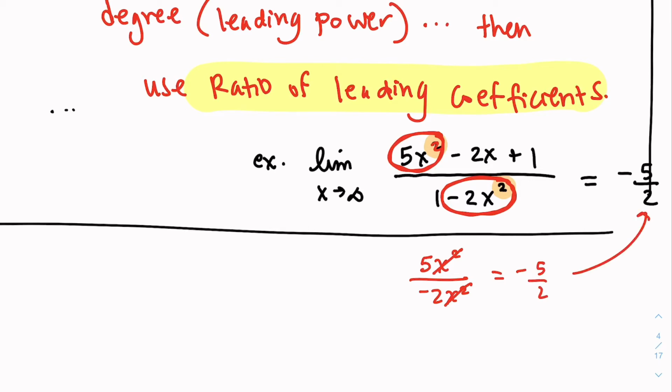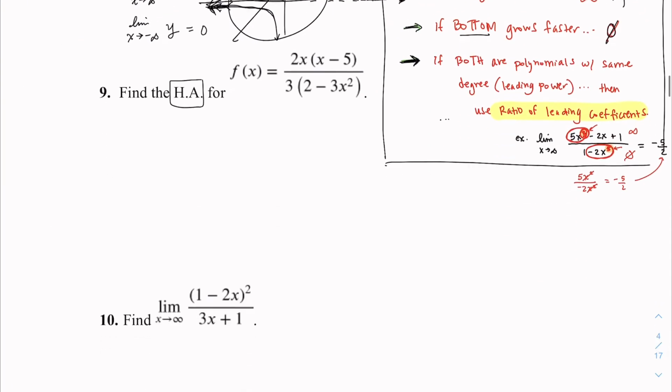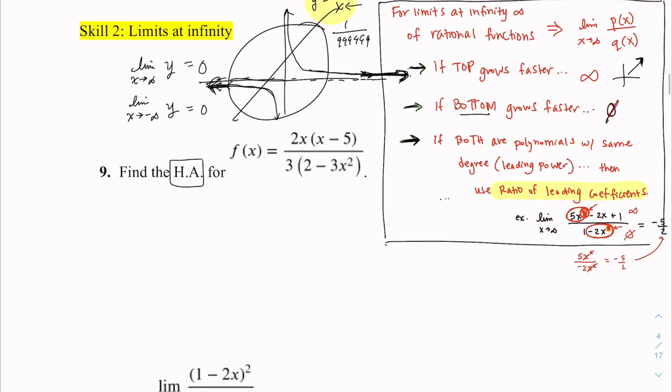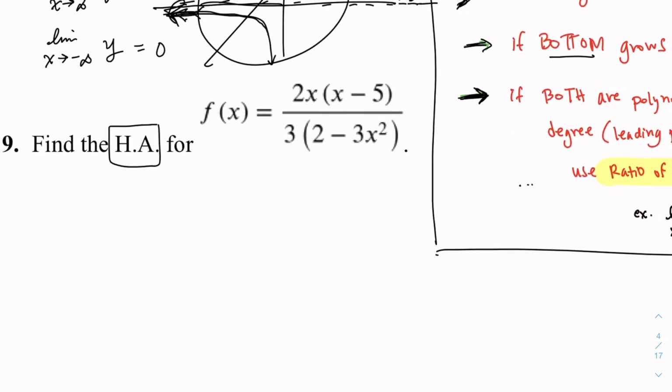Now let's say there was a cubed on top, then we wouldn't even be looking at the 5 or the 2 at all. We would just say the numerator is growing faster because the degree is higher. The answer would be infinity. If the denominator had a 5 there, though, then the denominator would be growing faster, so the answer would just be 0. Okay, and so that's limits at infinity in a nutshell. Let's try this problem.